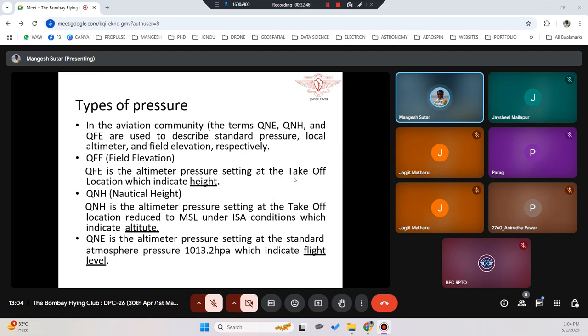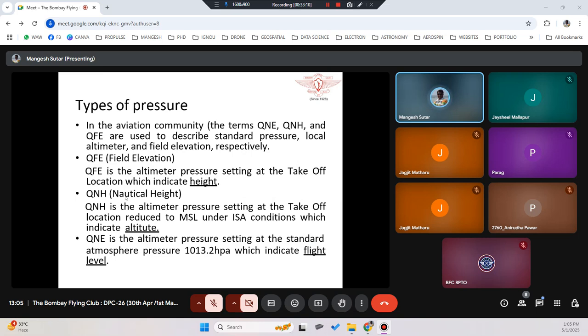So yesterday I asked you, before the takeoff, what would be your QFE setting? Or what would be the height of the drone? 0. Correct? So QFE will show you 0 as you take off, and as you climb QFE will start rising. So it will be 1 feet, 2 feet, 10 feet, 20 feet, depending upon your height.